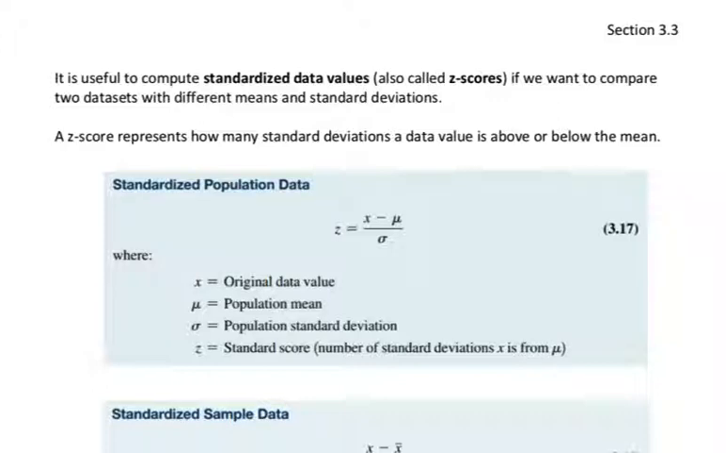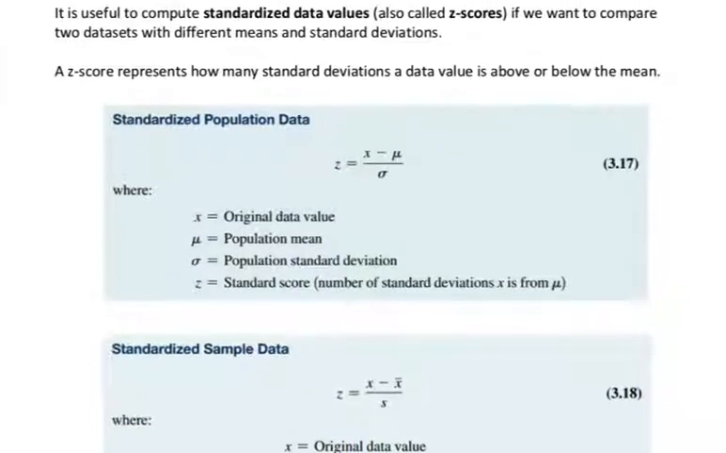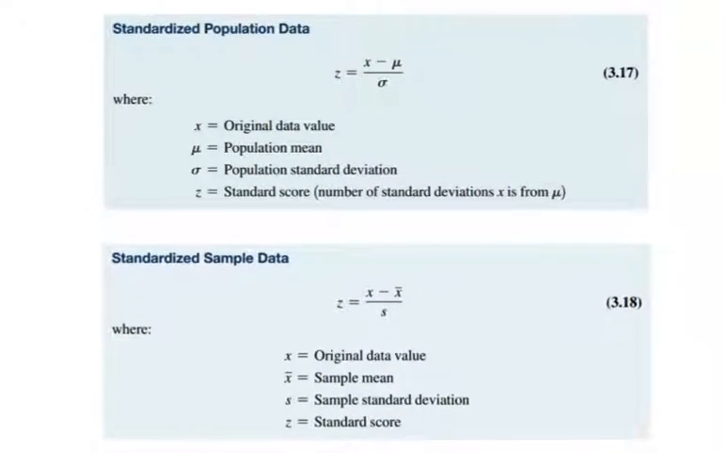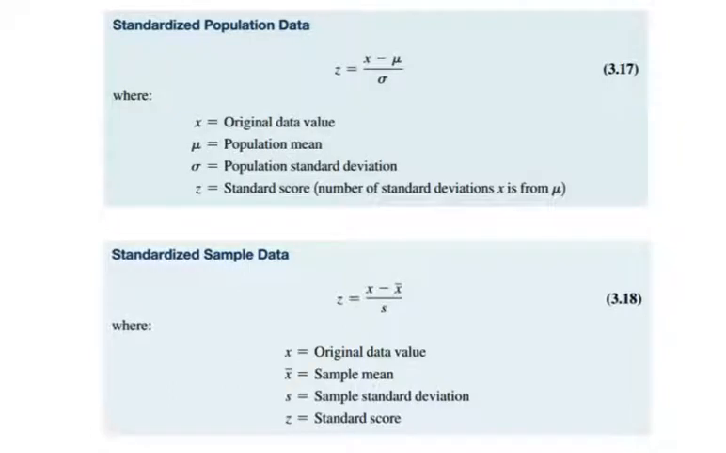Now, the formula for calculating z-scores is the same. It's just the symbols depend on whether we're looking at a population or a sample. But what we do is we take our original data value, x, we subtract the mean, whether it's population mean or sample mean, and we divide by the standard deviation, whether it's population or sample standard deviation. That gives us the z-score.